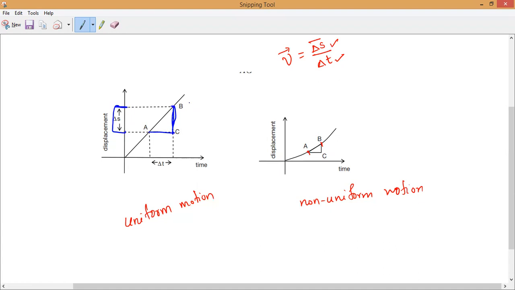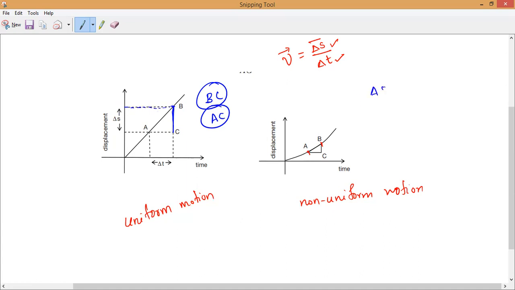Now you tell me, this tangent is called BC, and this one, what do we call it? AC. Now in BC and AC, which is displacement and which is time? BC is representing what, displacement or time? BC is equal to displacement.